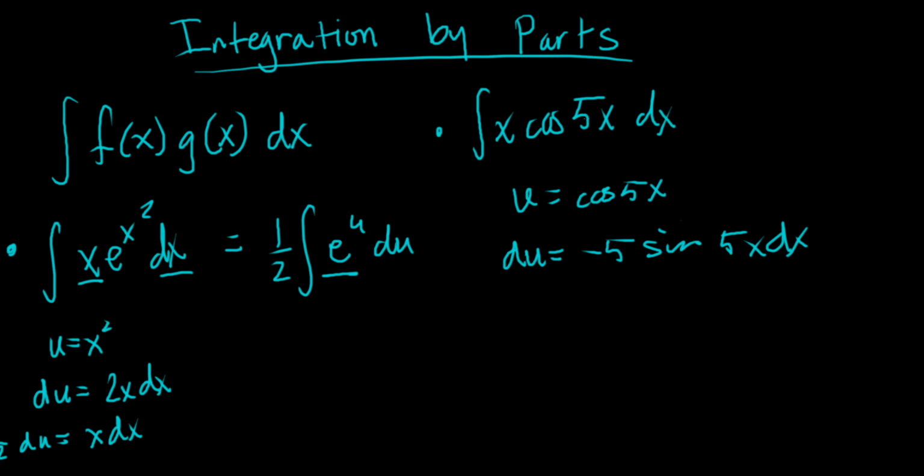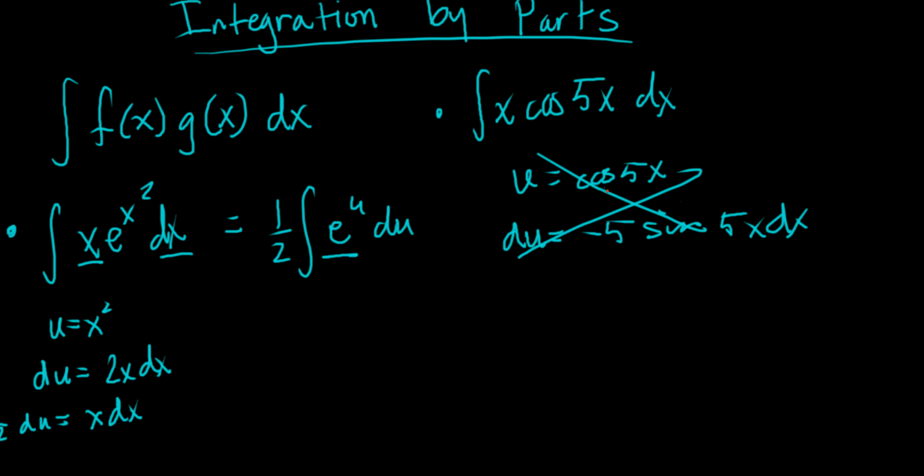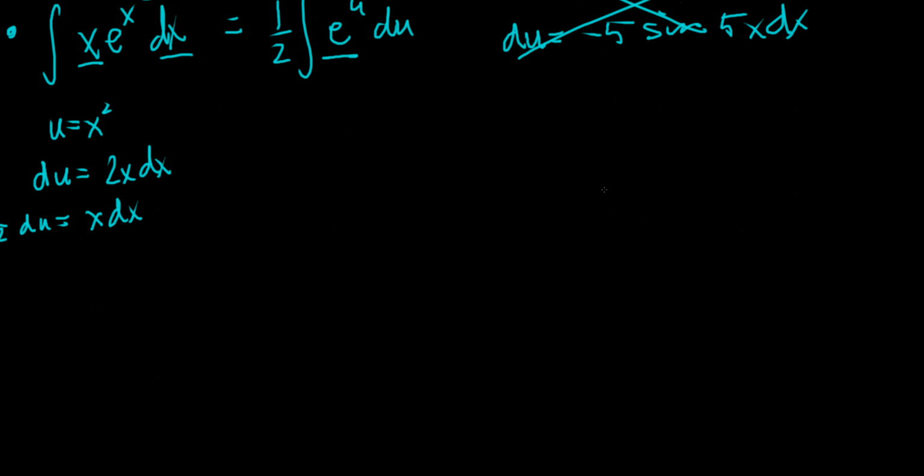We don't have a sine of 5x here that we can substitute that with. We have an x, we have a cosine of 5x. We'd have to solve for x in terms of u, and it's not going to get you anywhere. You don't want to do any of this. What you want to do is use integration by parts. And if you didn't know that, you would have to come up with it on your own.